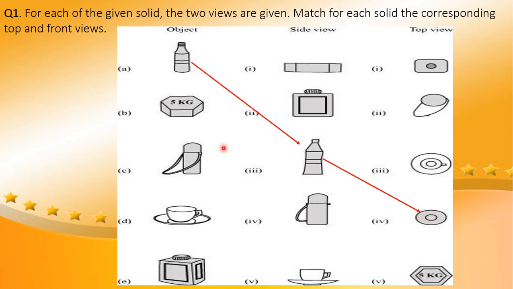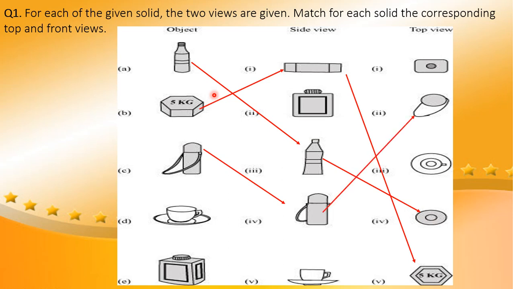Take the weight. The weight will look like this from the side, and we have to match its top view, which is correct. Now the flask, it will look like this from the side, but from the top we are able to see only the upper portion of the flask.